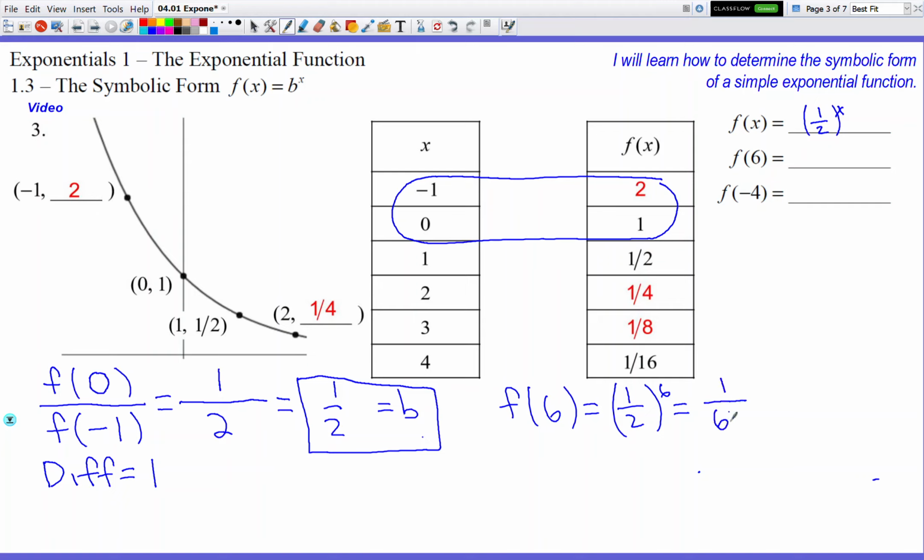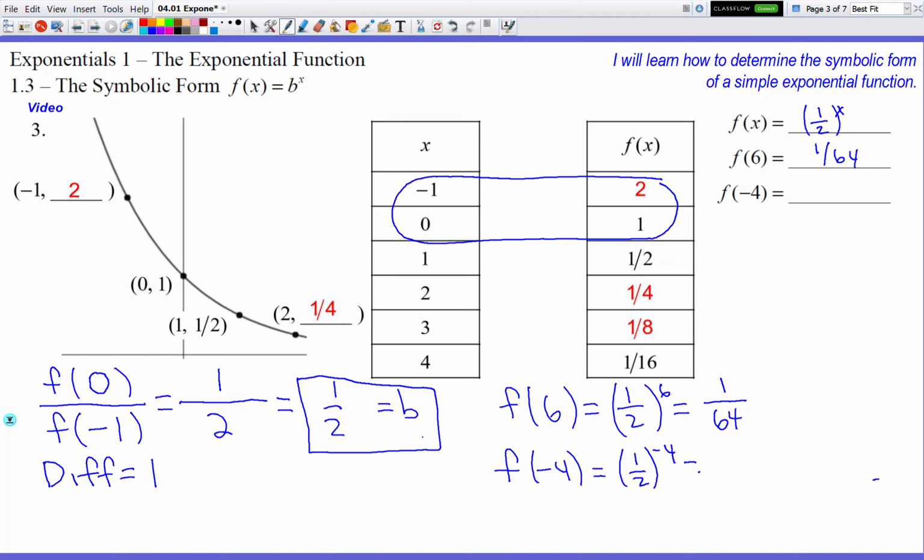So 1/64 is my response. On this blank line, I'm going to put 1/64. Okay, so now let's plug in -4. So we have 1/2 to the -4 power.